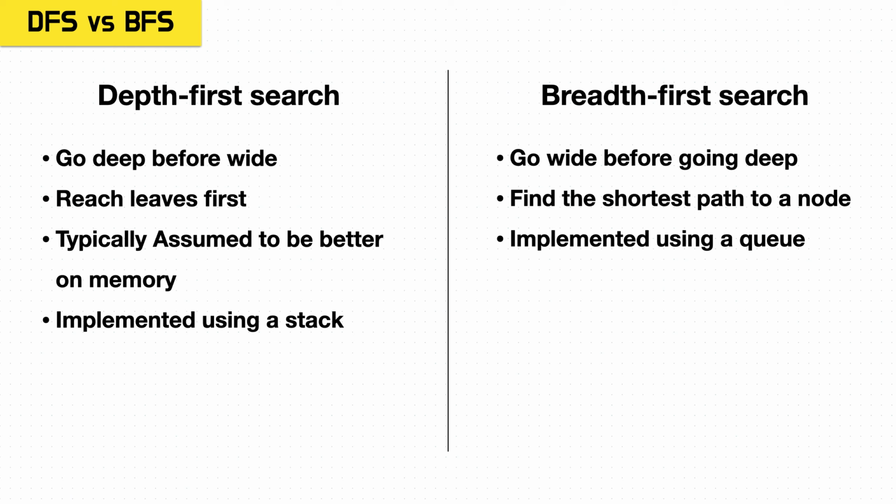Typically, we assume depth-first search is better with memory because trees are often wider than they are deep. And the key to implementing depth-first search is using a stack. This can be a stack data structure or a call stack where you implement it recursively.